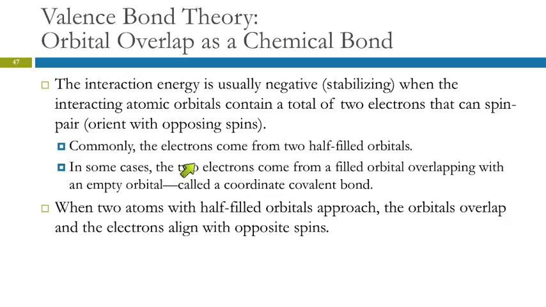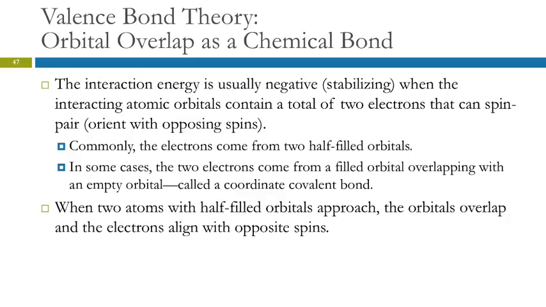So usually what happens is the electrons in that stabilizing orbital come from two half-filled orbitals, meaning each atom contributes one electron. That's what normally happens. But sometimes you can have one atom providing both of the electrons. And that's called a coordinate covalent bond, where one atom is providing both of the electrons in the bond.